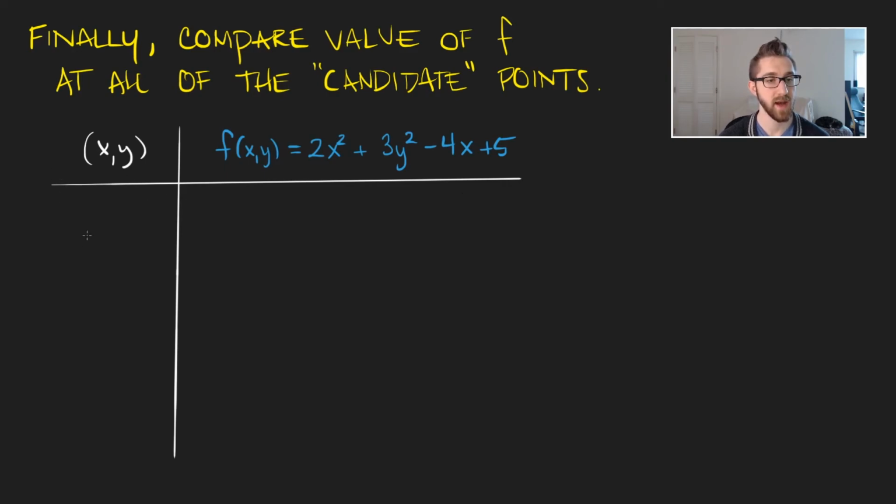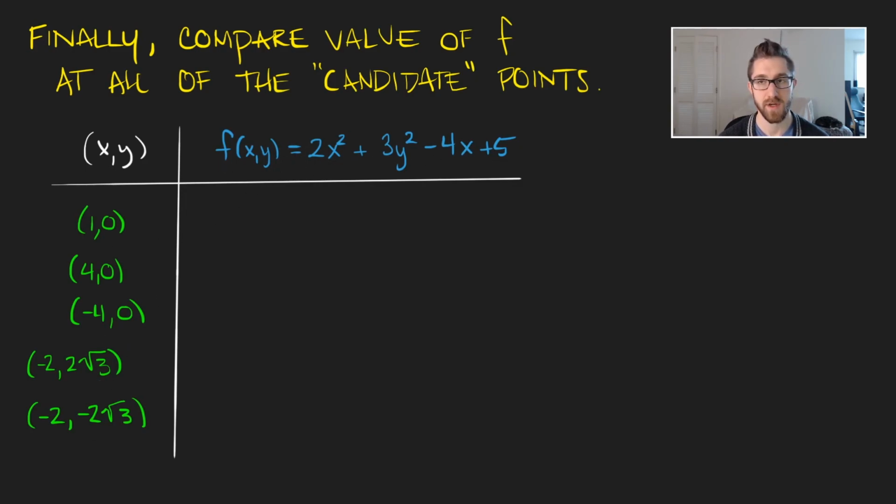So here's a table that I've made. The points that we found were (1, 0), (4, 0), (negative 4, 0), (negative 2, 2 square root of 3), and (negative 2, negative 2 square root of 3). What we need to do now is take these 5 points and plug them into this function.